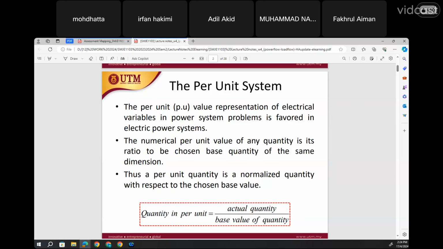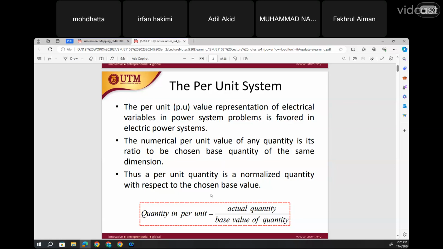So here, as I mentioned, per unit quantity is a normalized quantity. We normalize it with respect to a chosen base value. In practice the base value is normally not given. However, in your questions, in your assessment, whether it's a test or your final exam, the chosen base value will be given to you, so that all the calculation will be based on the given information.